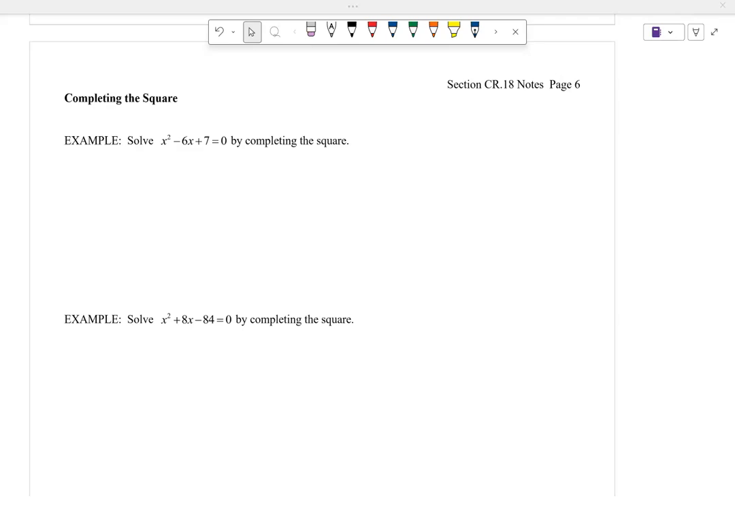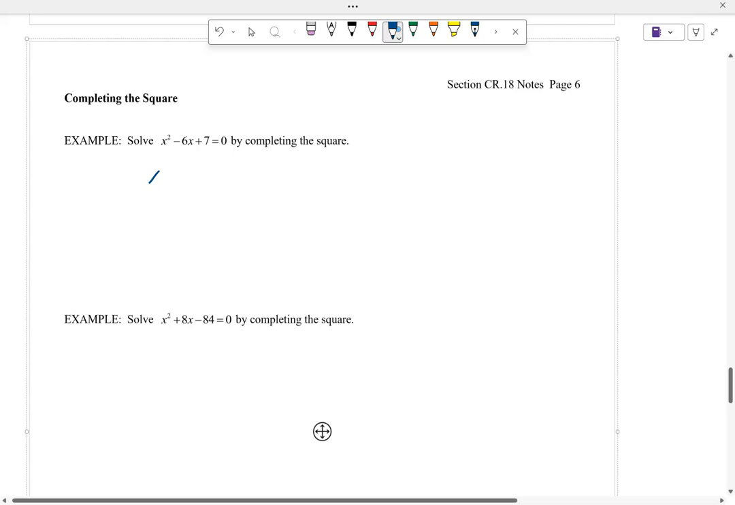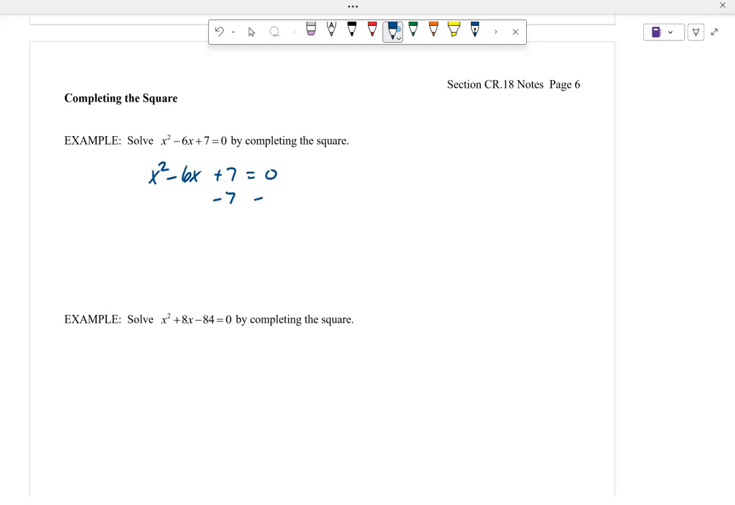Okay, so for this one, if you notice, this does not factor cleanly, right? Like x minus 1, x minus 7, that doesn't work. x plus 1, x plus 7 doesn't work, right? So it doesn't factor cleanly. So what you do when you complete the square is boot that c term to the other side. So I'm going to subtract 7 to the other side. And I'm going to leave a space.